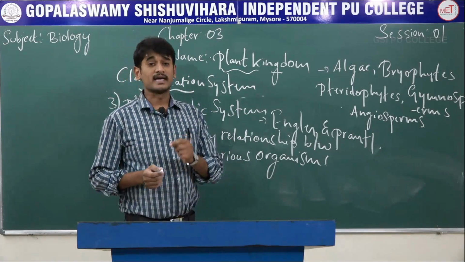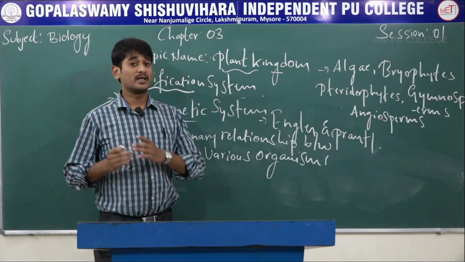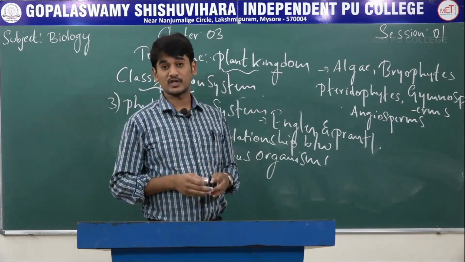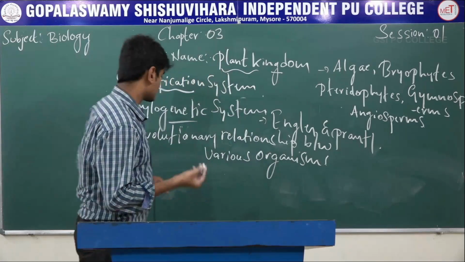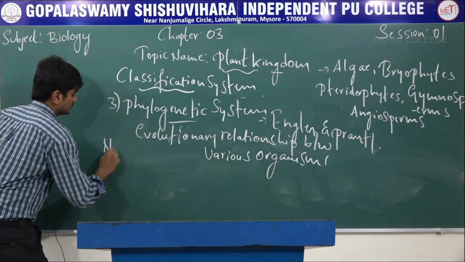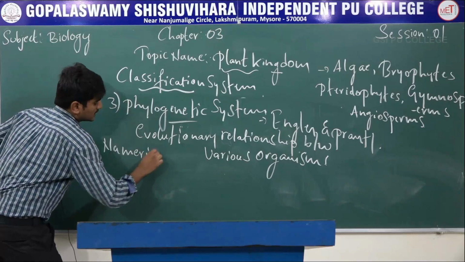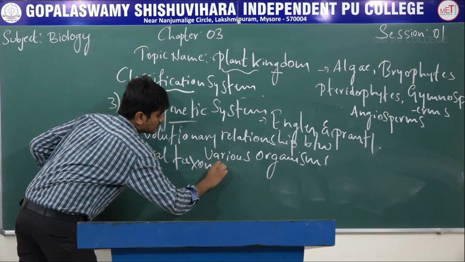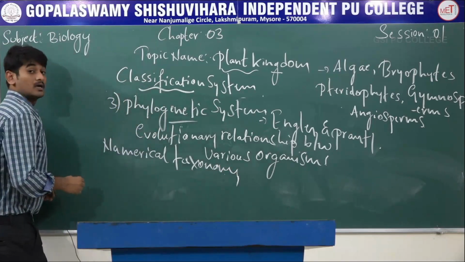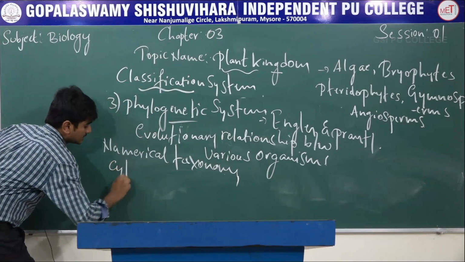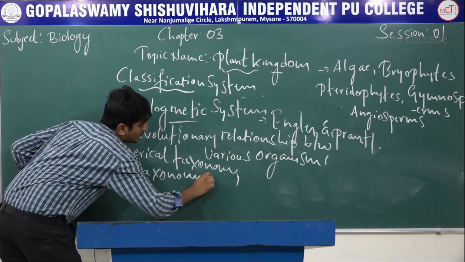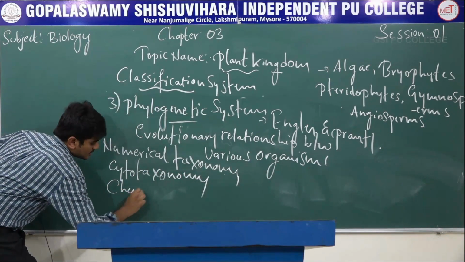But now scientists use information from other sources to resolve the difficulties in classification. That is called numerical taxonomy, cytotaxonomy and chemotaxonomy.